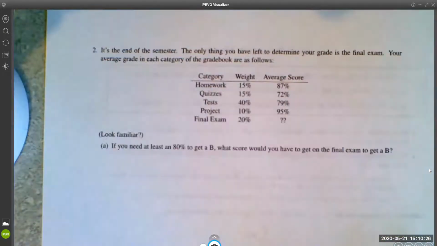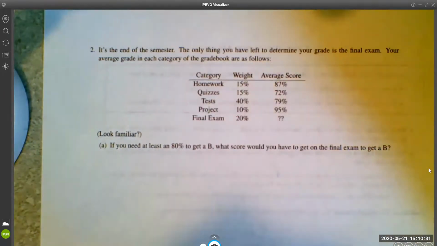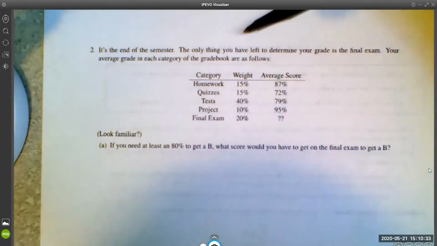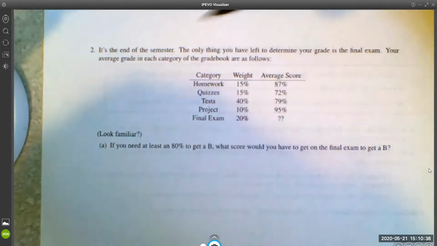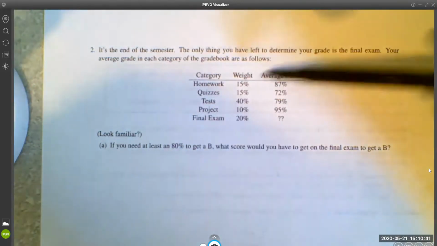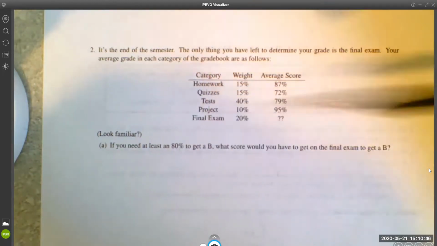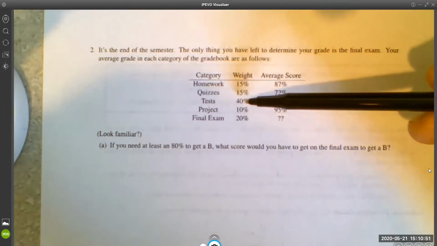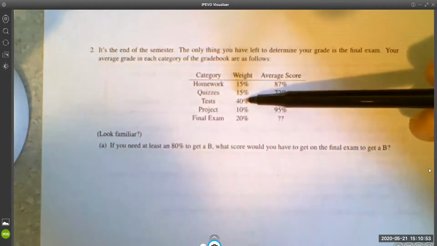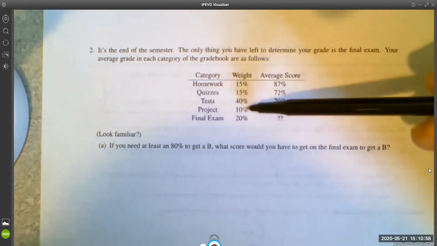Okay, here's another example. Okay, it's the end of the semester. The only thing you have left to determine your grade is the final exam. Your average grade in each category of the gradebook is as follows. So here's the category. You have homework, quizzes, tests, a project, and a final exam. And these are the weights, right? Homework and quizzes are worth 15% each. Your first two, each test is worth 20%. So your first two tests together are worth 40%. And then your final exam is 20%. And then your project is 10%.